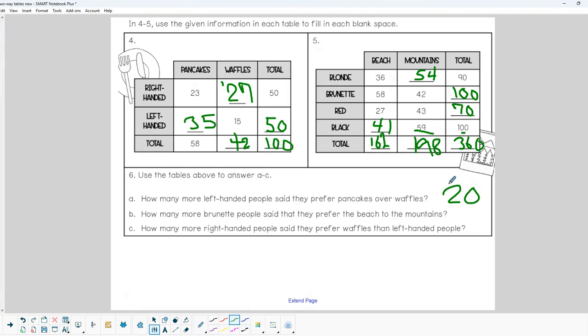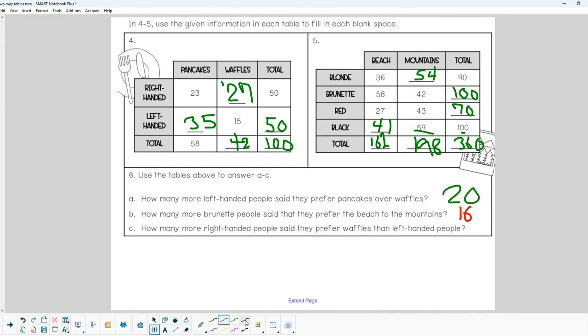How many more brunette people said they preferred the beach than the mountains? Okay, brunette. So 58 said beach, 42 said mountains. So if we subtract those two, we get a difference of 16.